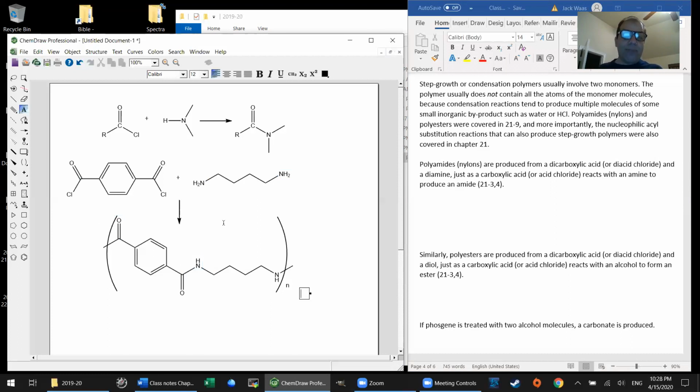But I didn't have to start there. I could have started here. I could have had parentheses, then NH, then 4 CH2s, then NH, then the carbonyl, then the benzene ring, then another carbonyl, and then another NH would come, but we've shown the NHs already. So we would be done. That would be equally good. There's a large number of other correct ways to show the structure of this polymer.